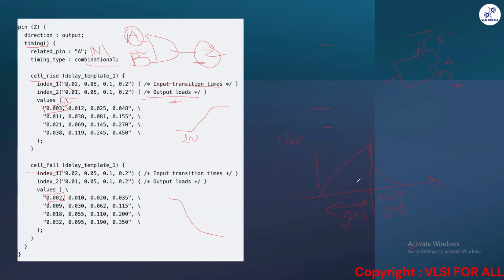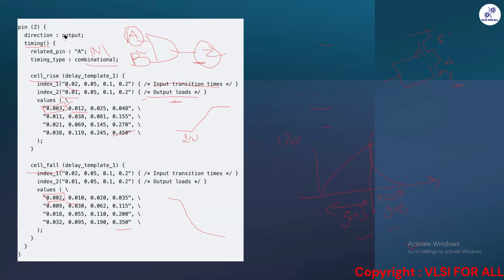This is the way you need to correlate your concept with the library. The values over here are not 0.03 ns, they're a bit less. I have made it from 5 to 3. All the values come down: 0.12 has come down to 0.10, and the final value of 0.45 ns has come down to 0.035 ns. So fall time is always quicker as compared to rise time. Whatever concepts you have learned, try to look into the library and correlate it.